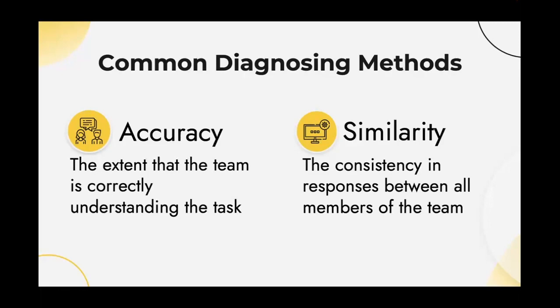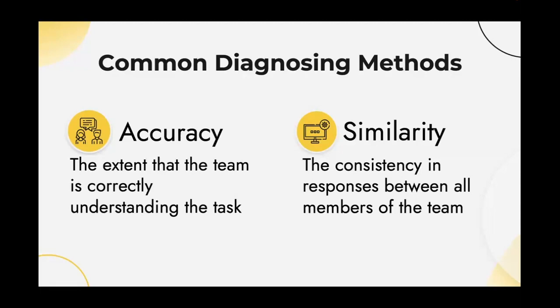This is usually computed by comparing the team's understanding of the task to a subject matter expert's understanding in conjunction with a task analysis. Similarity represents the consistency in responses between all members of the team, which is usually calculated through a specific software like UCINet.